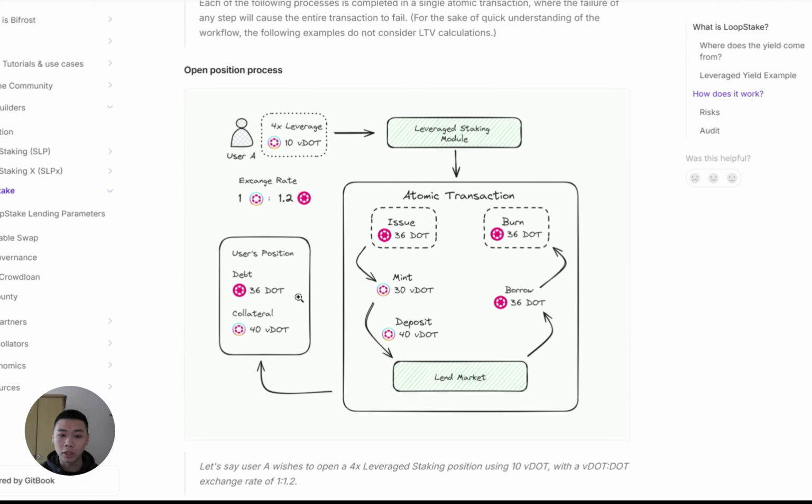But the position for Alice is now a debt of 36 DOT and collateral of 40 vDOT. Compared to Alice's principal of 10 vDOT, Alice is leveraging her position 4 times, which means the staking rewards are amplified 4 times. So that's the logic of LoopStake.